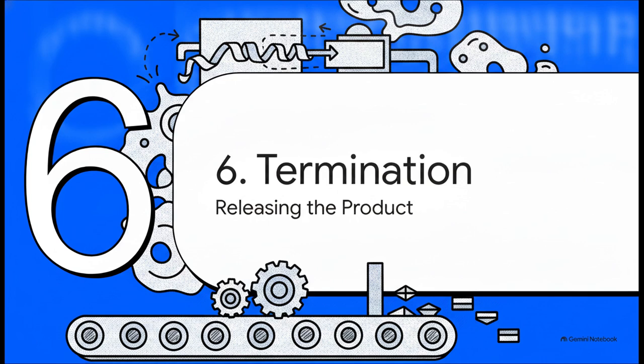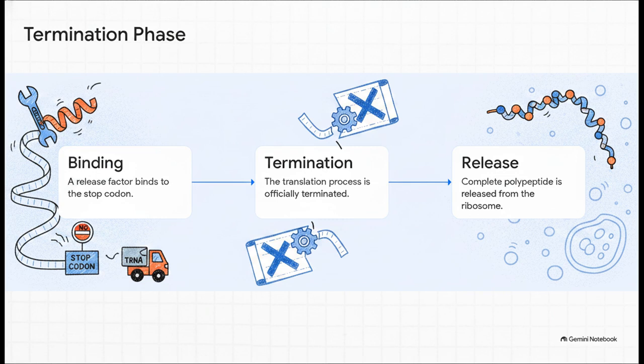Finally, part 6, termination. Just like a real-world factory, every assembly line has to have an endpoint, right? Otherwise, the machinery would literally just run off the tracks. So, the factory keeps ratcheting down the blueprint until it hits a stop codon. And here's a totally fascinating detail.